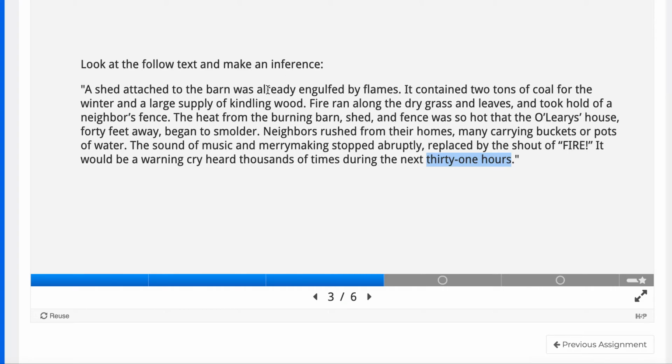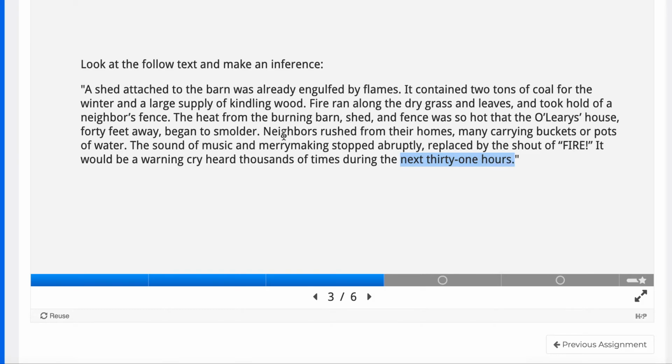It says that the barn was engulfed by flames. We can infer or guess that it lasted for 31 hours because it says here, I'm using textual evidence to prove my point. I infer that the fire lasted for 31 hours, and I am inferring this because right here it says the next 31 hours, right? What else could we infer?